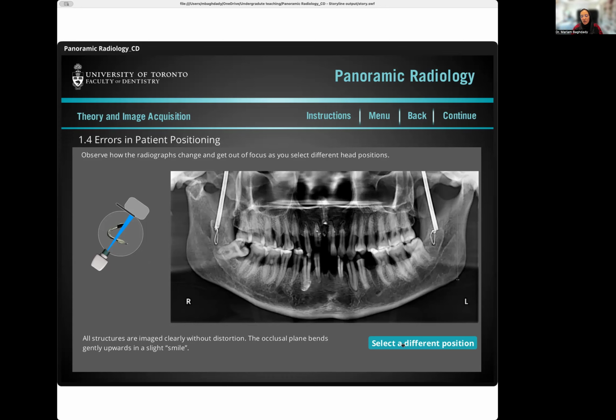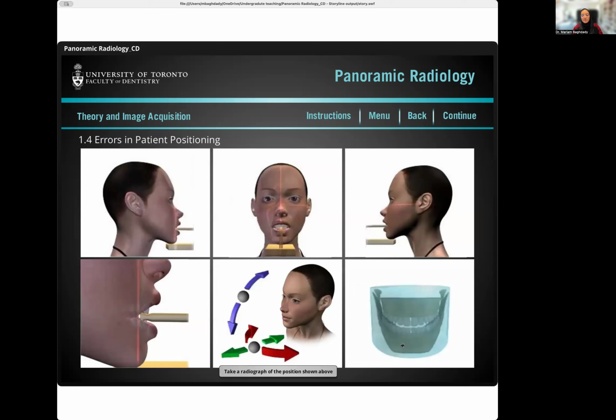Now let's try some different positions. Let's do this based on how we get this right with the patient, okay? So the first thing we're going to do is have them sit in the machine, and we want to make sure the mid-sagittal plane is right in the center, right? That's the easiest thing. What happens if we get that wrong?